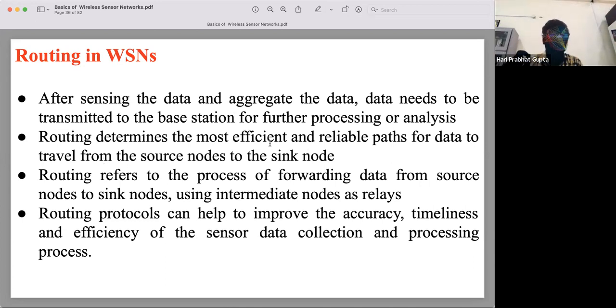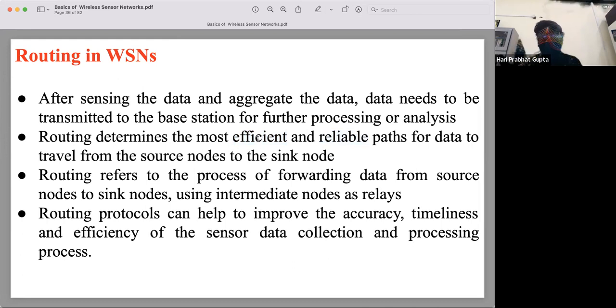Here there are two keywords: one is efficient, another is reliable. Every time, reliability does not imply efficiency and vice versa. Say for example, an efficient path in terms of energy: this path is very efficient in terms of energy, as it consumes very little energy. But some nodes are faulty nodes, and maybe they go down after some time. That means that is not a reliable path.